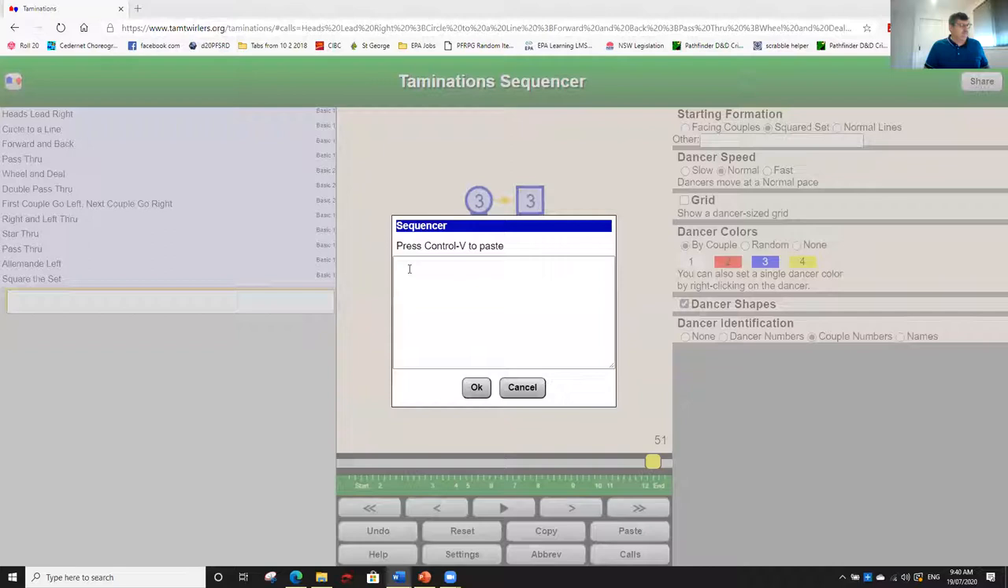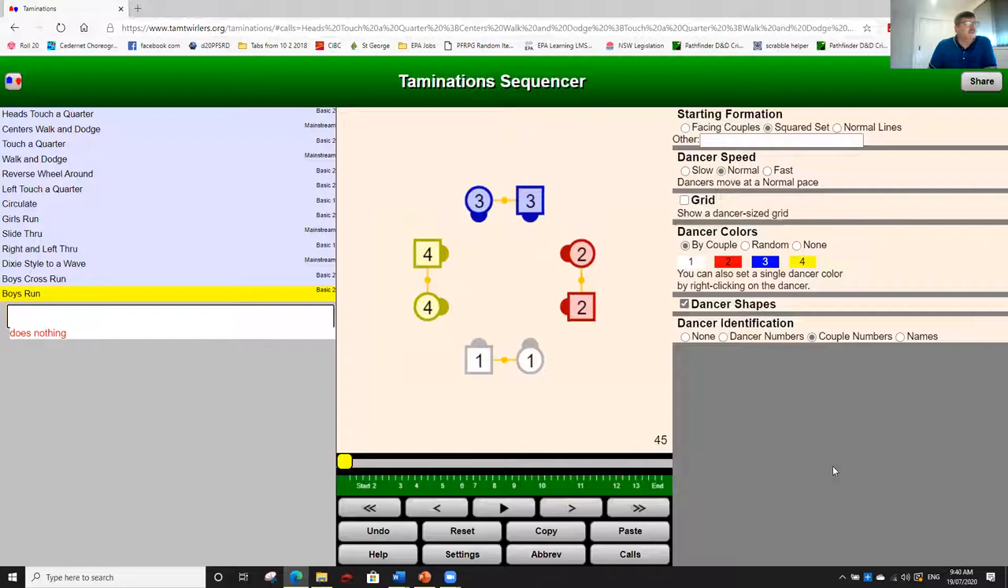Okay, so we're going to take this singing call: heads touch a quarter, centers walk and dodge, touch a quarter, walk and dodge, reverse wheel around, left touch a quarter, circulate, girls run, slide through, right and left through, Dixie style to a wave, boys cross run, boys run, promenade. This would be a figure you would probably use on a very fast pickup, fun, hashy type of floor, where we go heads touch a quarter, centers walk, and so on and so forth to get to where you want to go.